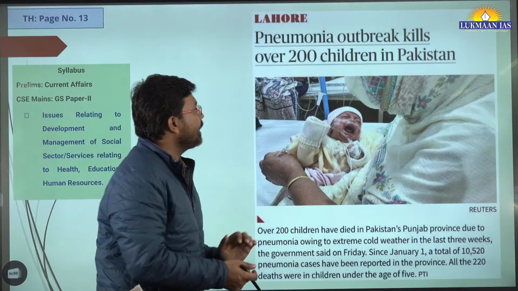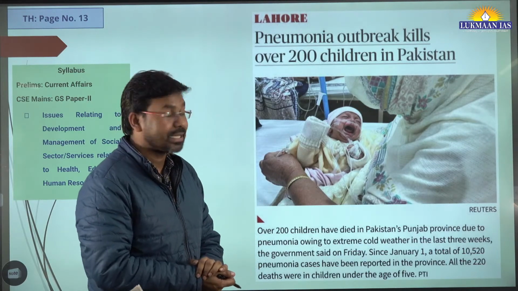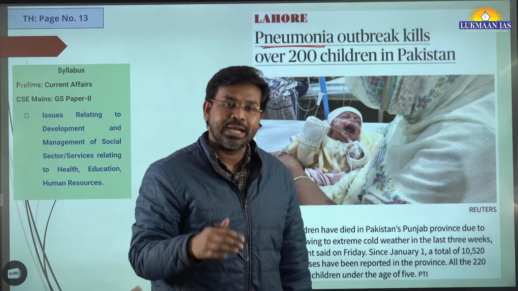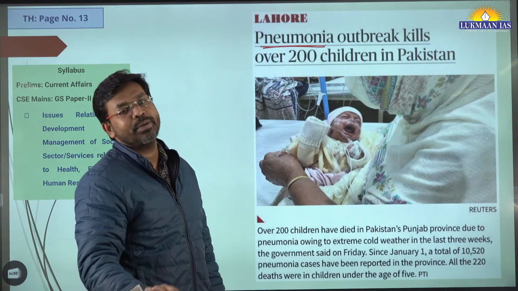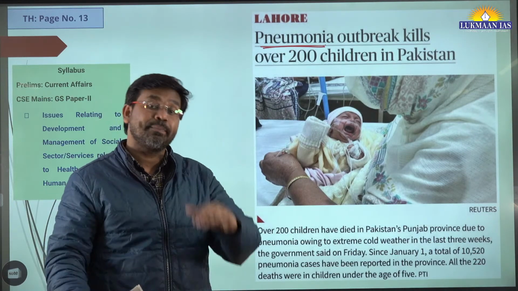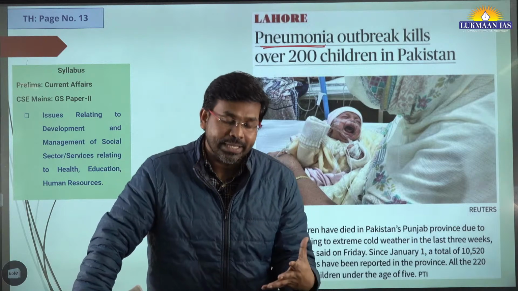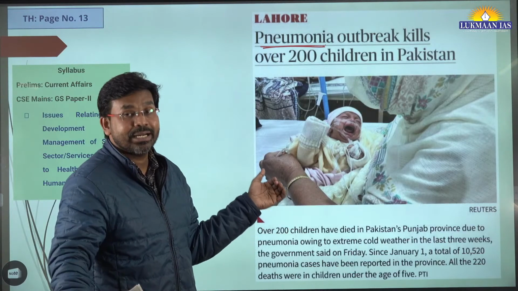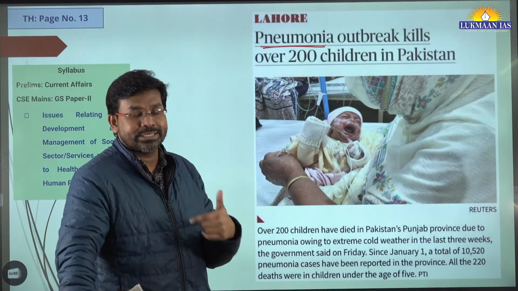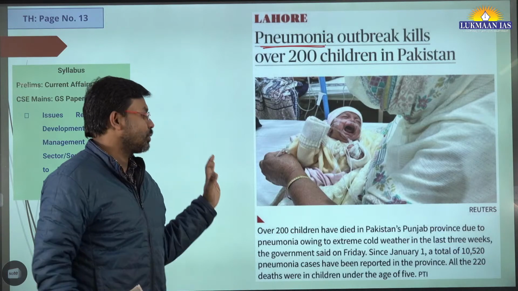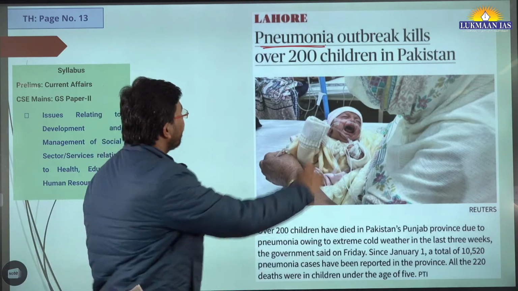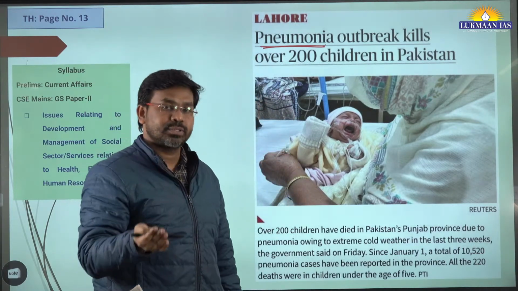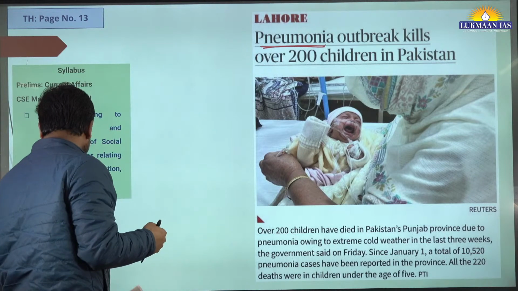It says pneumonia outbreak kills over 200 children in Pakistan. We know pneumonia is a kind of deadly disease that affects infants and children below the age of 5 years. A huge number of people are killed because of pneumonia. It has happened in the past in India also. Huge numbers of children were being killed, and now reports are coming from Pakistan that around 200 children have died over a period of two weeks because of pneumonia. This is just a news item, but I wanted to highlight the pneumonia related thing. Pneumonia leads to breathing problems among children, right? So this is the thing.